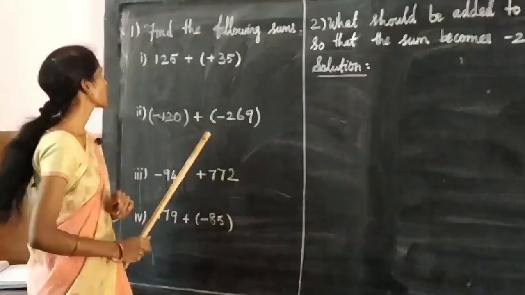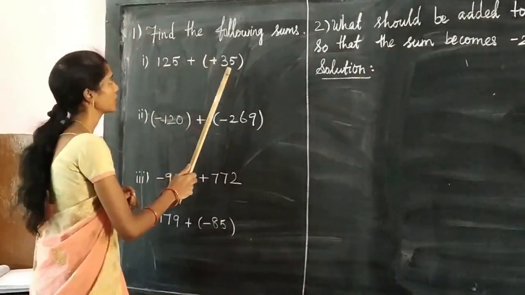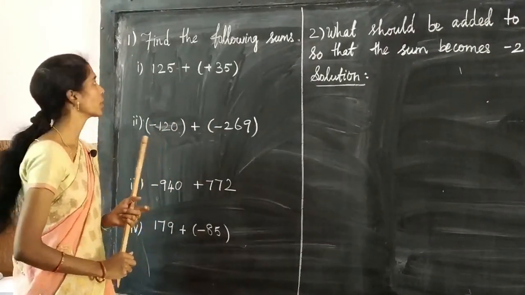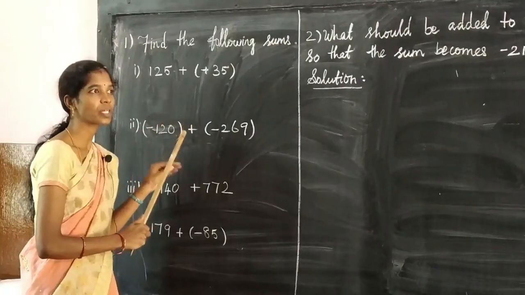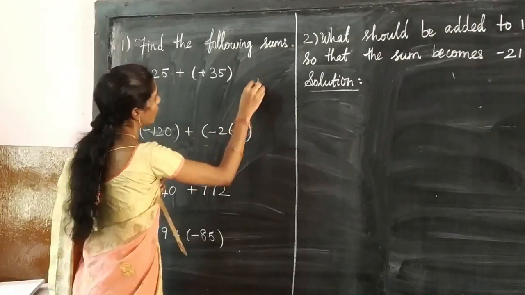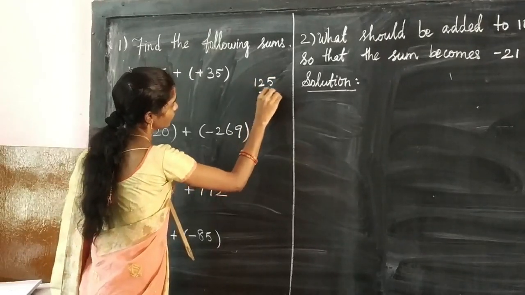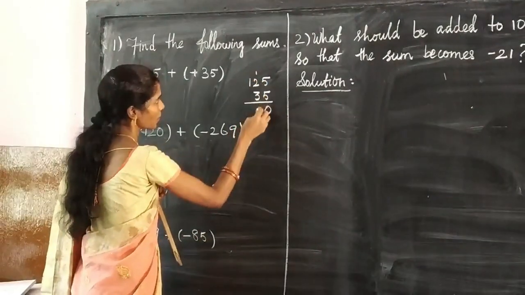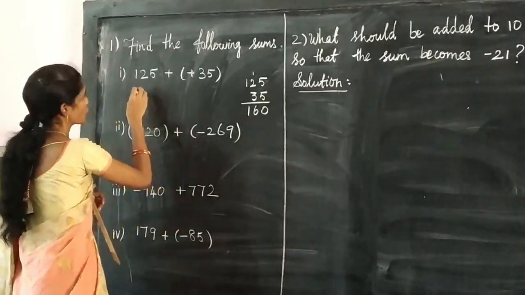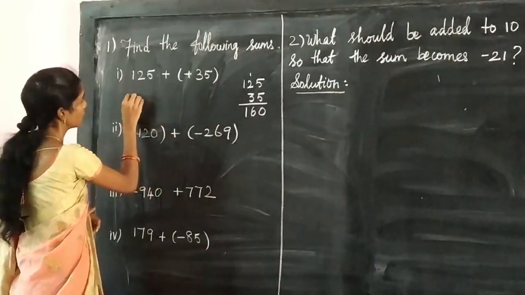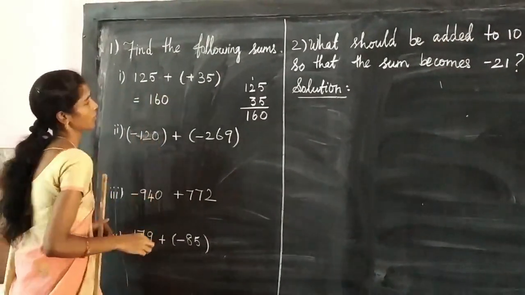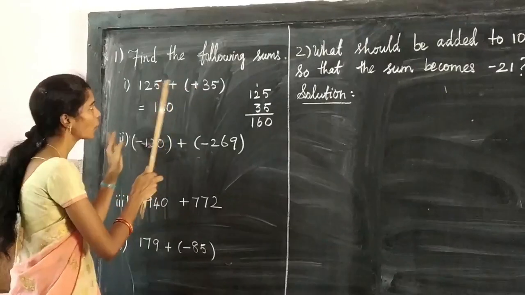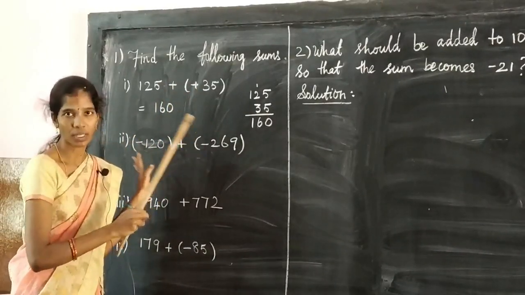Find the following sums. First one, 125 plus 35. So we are going to add the 2 positive integers. Okay. So how do we add the positive integers? As whole numbers. How do you add whole numbers? 125 and 35. So 5 plus 5, 10, then 1; 3 plus 3, 6, then 1. So 125 plus 35 equals 160. No need to write this plus sign. If you want, you can write it, otherwise you can leave it out. Positive numbers we write without the sign.